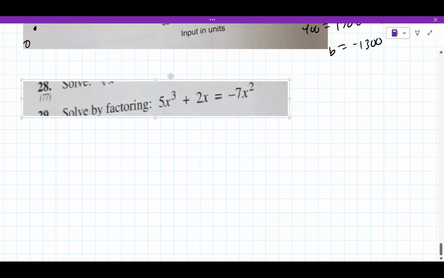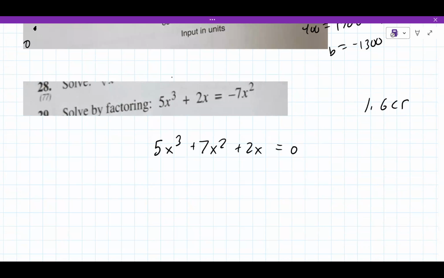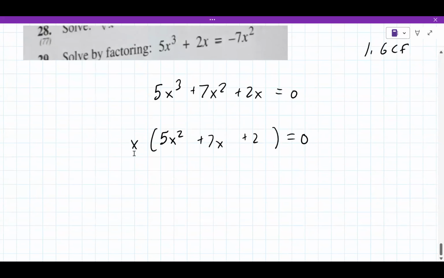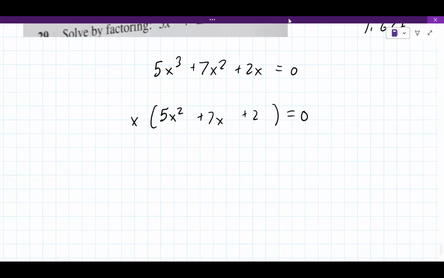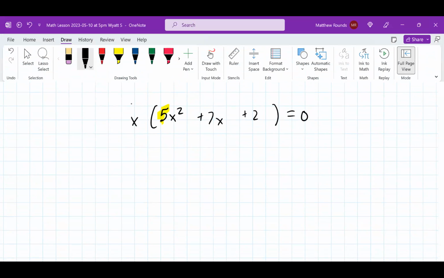All right, so to factor, you really want everything on one side of the equation. So I'm going to move that minus 7x squared to the left. And the first type of factoring you always do is GCF. In this case, there's an x in everything. So you have 5x squared plus 7x plus 2 equals 0. Because it tells you that you can factor, you don't have to go to the quadratic formula, but you do have to recognize that the leading term is not a 1. So it's a special thing you do here.